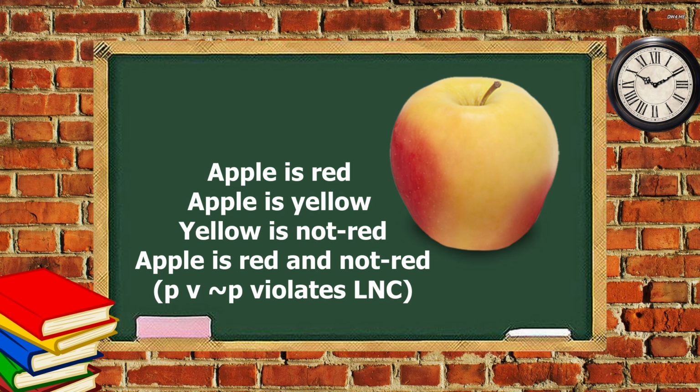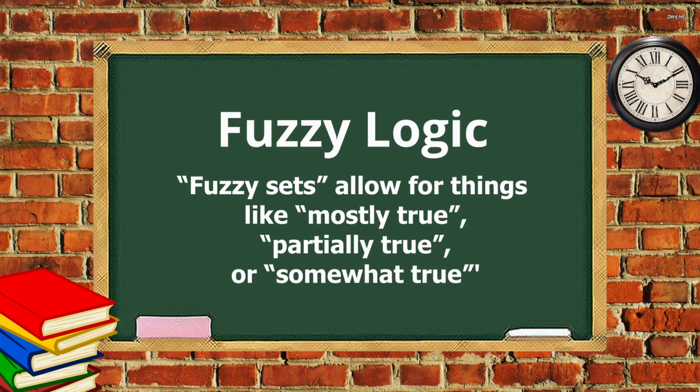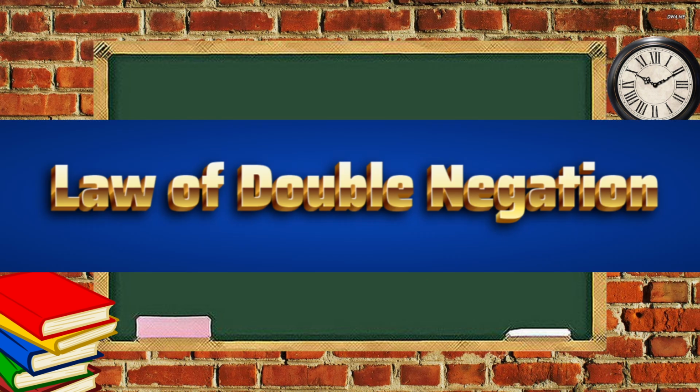Other forms of logic such as fuzzy logic allow a proposition to be partially true and partially false by using fuzzy sets, where something can be things like mostly true, partially true, or somewhat true. This is highly practical in machine sorting and machine decision making to determine to what degree truth conditions are being met.